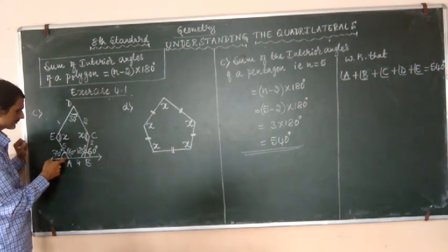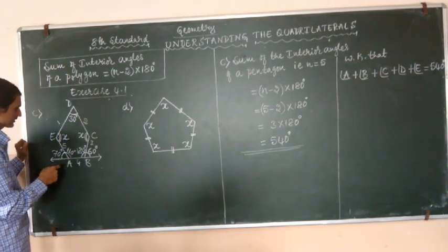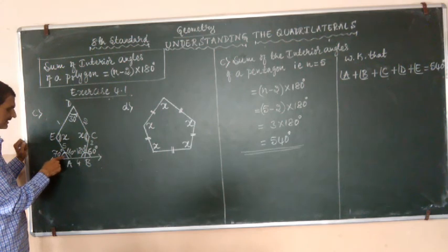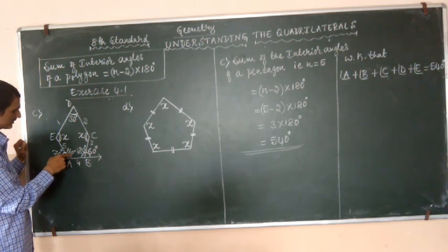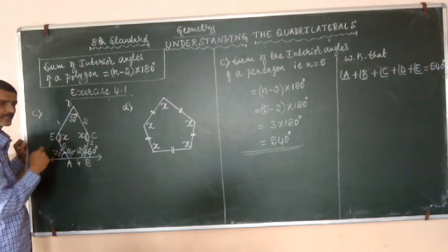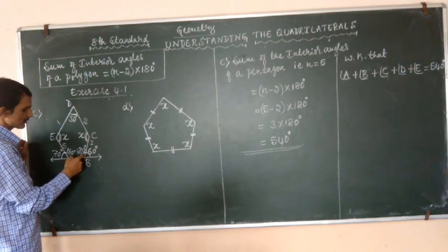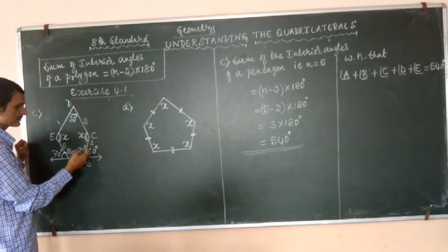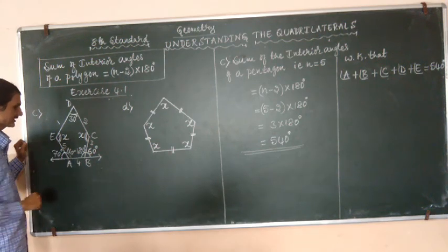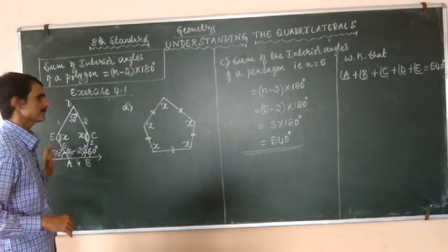So here they have given the exterior angle of A and the exterior angle of B. By using the linear pair, the sum of these two angles must be 180 degrees. So if you subtract 180 minus 70, it becomes 110 degrees. Therefore, angle A equals 110 degrees. Similarly, these two are linear pairs, so if you subtract 60 degrees from 180 degrees, it becomes 120 degrees. Then substitute the values of A, B, C, D, and you will get the value of x.